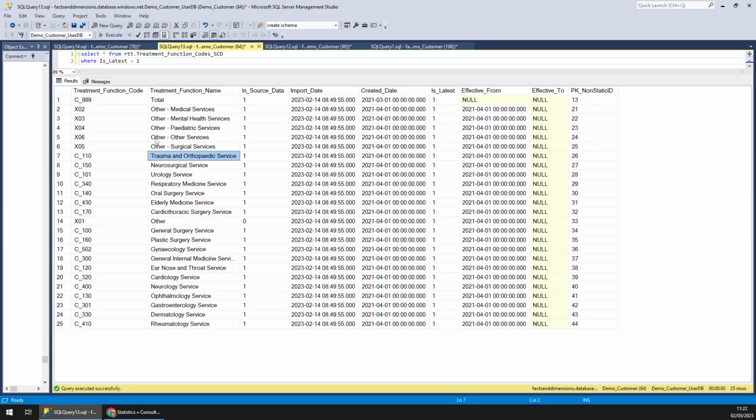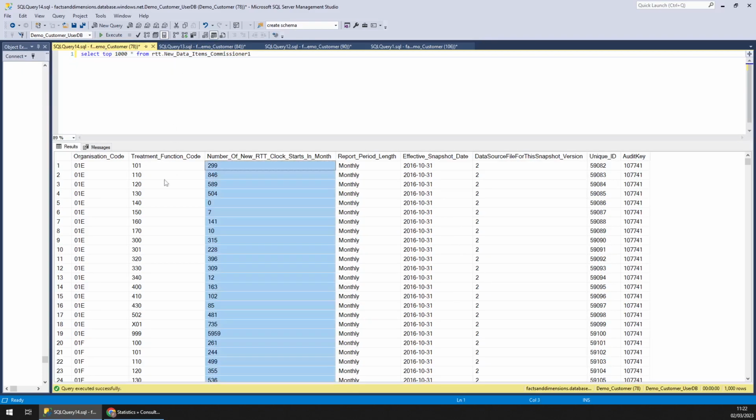We've got the treatment functions here because there's a few extra treatment functions. That's why we've added this. Otherwise, you'd normally use the data dictionary treatment function table. And just picking one of the other tables, new data items.